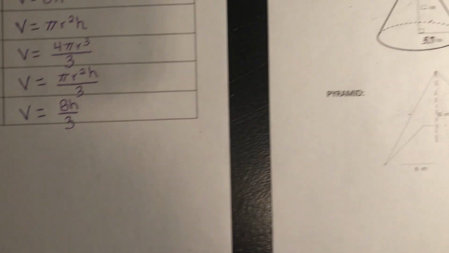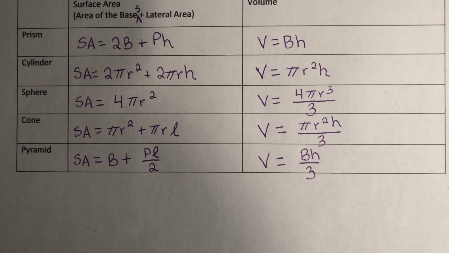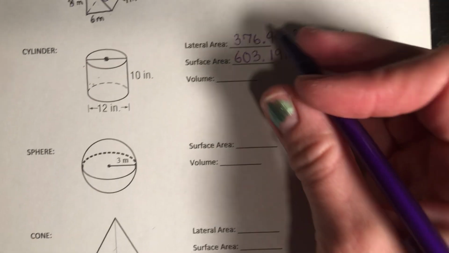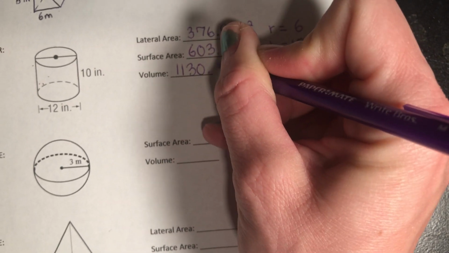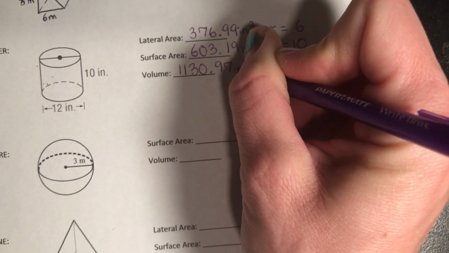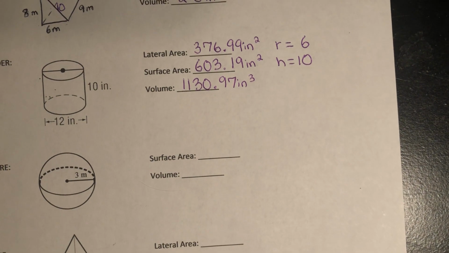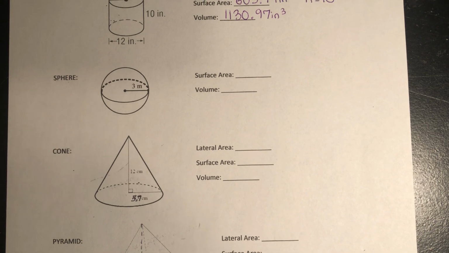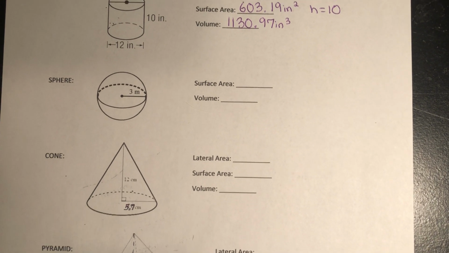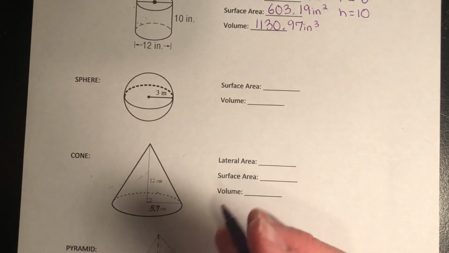For my volume now, I'm going to be using pi times 6 squared times 10, again using the formula from over here, and I'm going to get 1,130.97 inches cubed. All right, let's move on to the sphere. With a sphere, again, we're only finding surface area and volume.